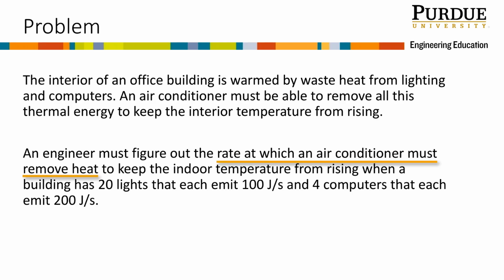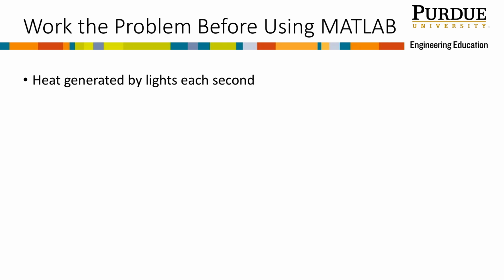We need to calculate the rate at which an air conditioner must remove heat to keep the interior temperature of the building steady. There are 2 sources of heat in the building that we are concerned with, the lights and the computers. For simplicity, we will assume that these are the only 2 sources of heat in the building that must be removed. Because it is a rate, we will look at the amount of heat per second needed to be removed. First, consider the heat generated by the lights per second.